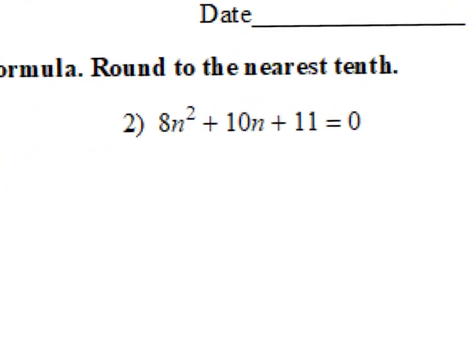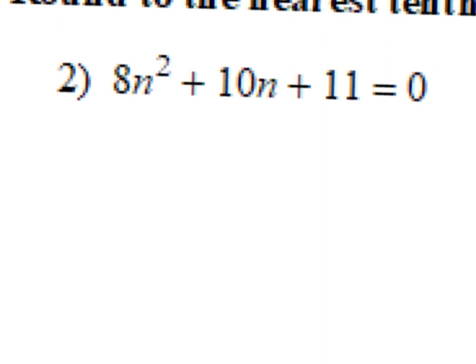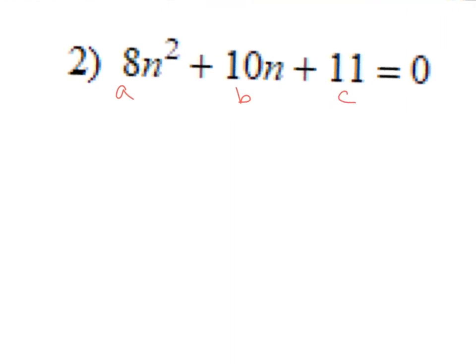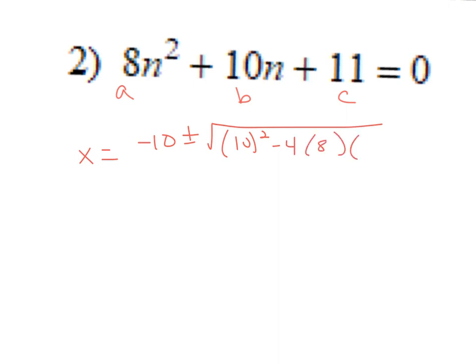Okay, number 2, again, it's already set equal to 0. That's looking great. So I've got A is 8, B is 10, and C is 11. All right, so x equals negative B, or the opposite of B, so negative 10, plus or minus the square root of B squared, so 10 squared, minus 4 times A, which is 8, times C, which is 11. All divided by 2A, or 2 times 8.